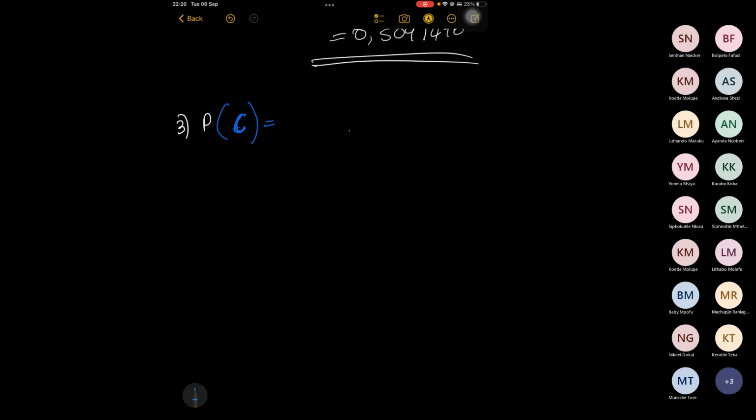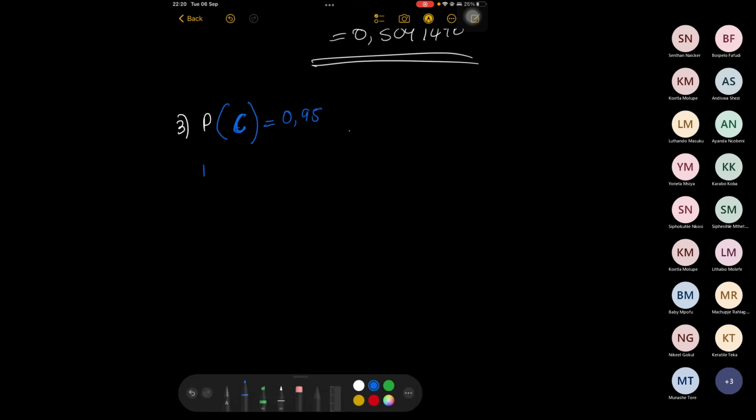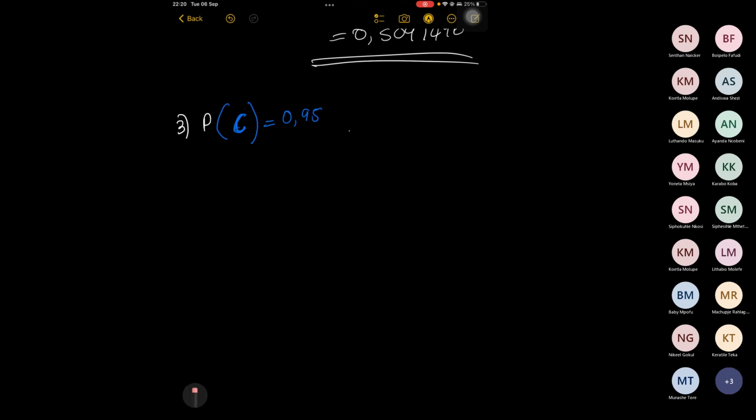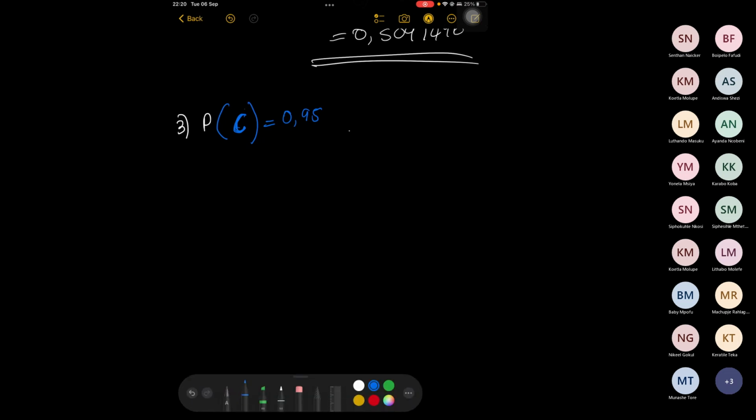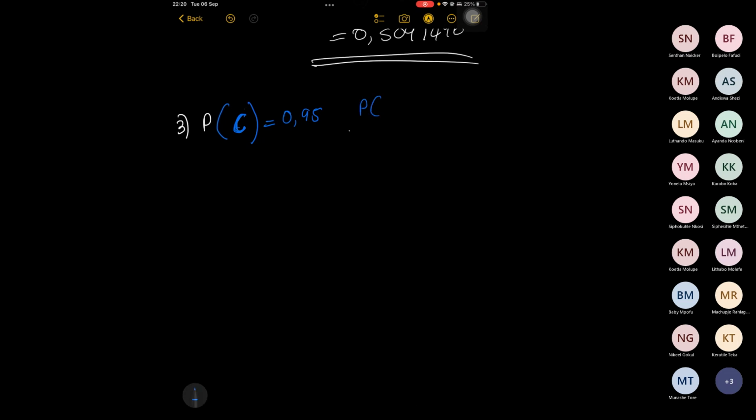is equal to 0.95, which is being correctly tuned, isn't it? But now, what's the probability of being wrongly tuned? Which is the complement of this. The probability of being wrongly tuned, which is C prime, C complement, is actually the complement of this, which is 0.05.